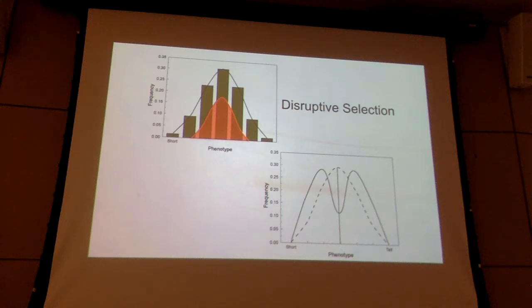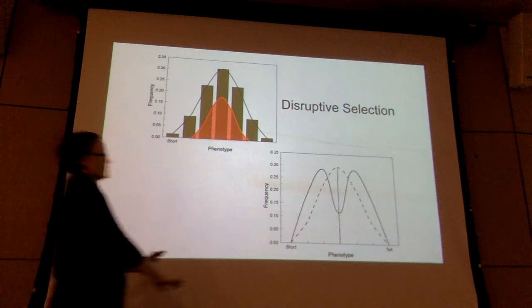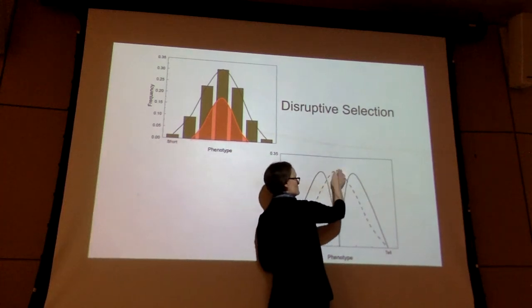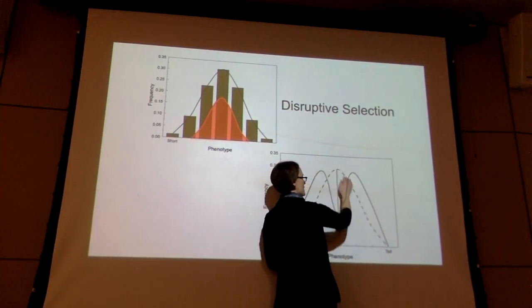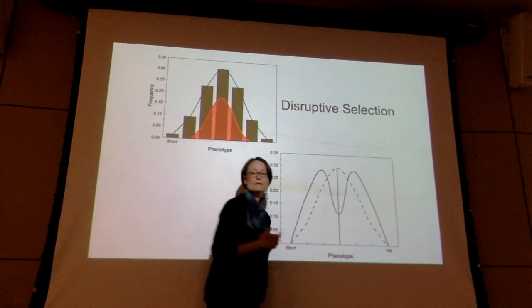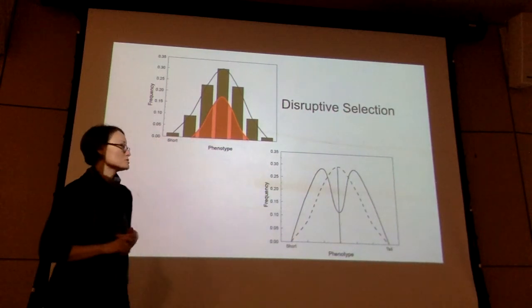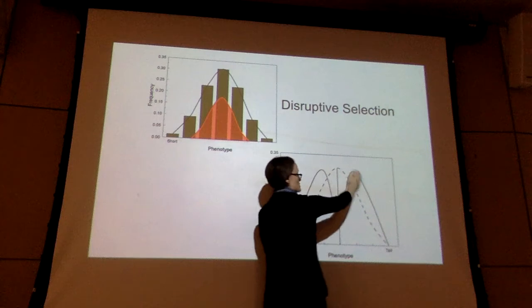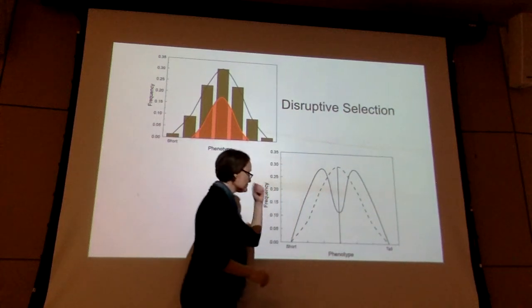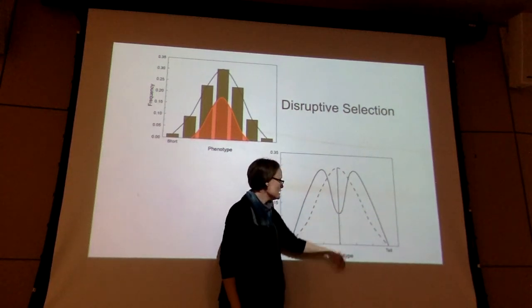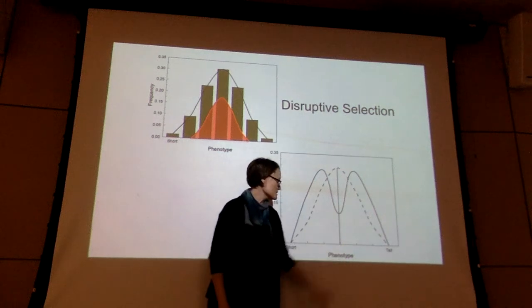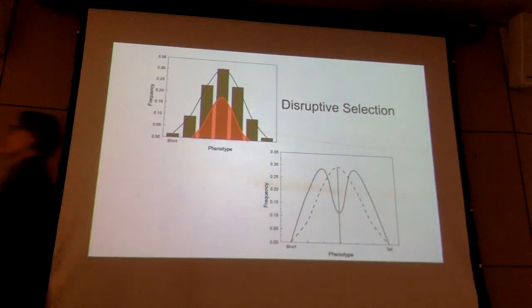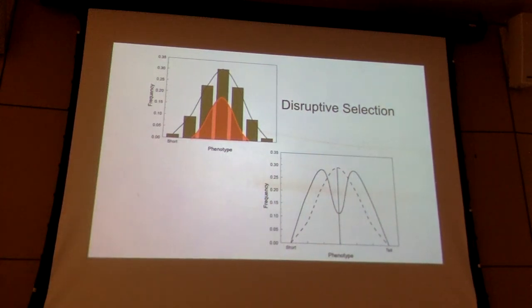And lo and behold, here's what happens to our distribution. We've gone from a unimodal, one lump distribution to what? Bimodal distribution. Bi meaning two, right? Where we have lower frequencies there in the middle phenotype. Okay, you guys got this, right? You're like experts on types of selection.